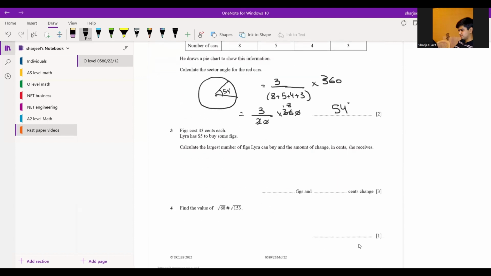Okay, for the third part, we have figs costing 43 cents each. Lira has $5 to buy some figs. Calculate the largest number of figs Lira can buy and the amount of change in cents she receives. So $5 is 500 cents, right? And each fig costs 43 cents.